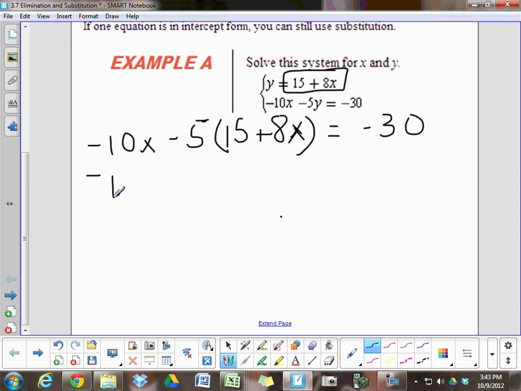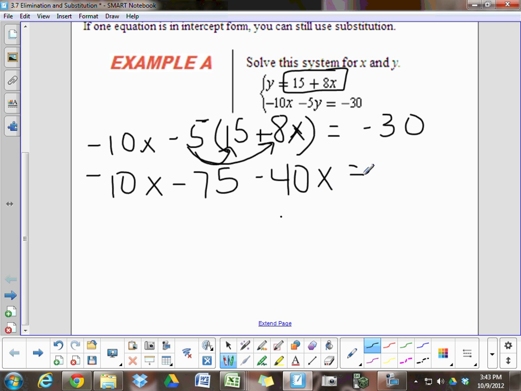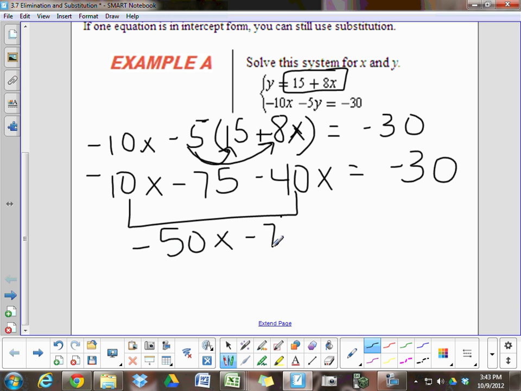So let's go ahead and distribute the negative 5. Negative 5 times 15 is negative 75. Negative 5 times 8 is negative 40. Don't forget the x. And then on the right side, we still have the negative 30. From here, we can combine like terms on the left to get negative 50x minus 75 equal to negative 30. And then we will add 75 to both sides. Negative 30 plus 75 is 45.